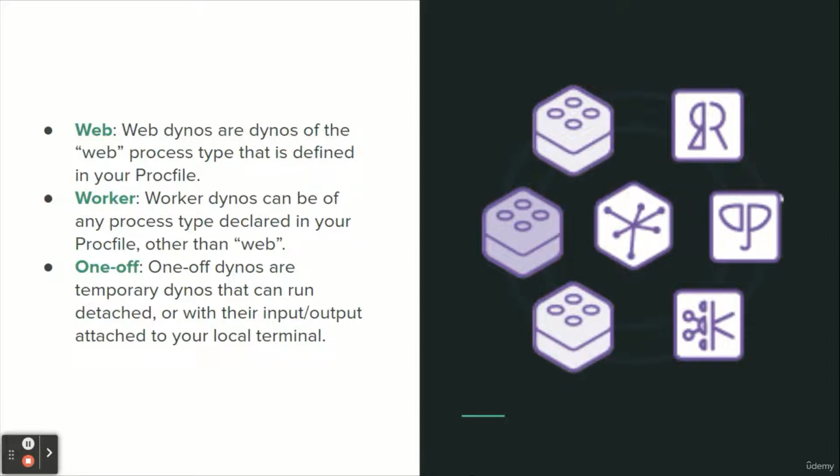One-off dynos are temporary dynos that can run detached, or with their input and output attached to your local terminal. They can be used to handle administrative tasks, such as database migrations and console sessions. Once a web or worker dyno is started, the dyno formation of your app will change. Heroku will continue to maintain the dyno formation until you change it. One-off dynos, on the other hand, are only expected to run a short-lived command and then exit, not affecting your dyno formation.